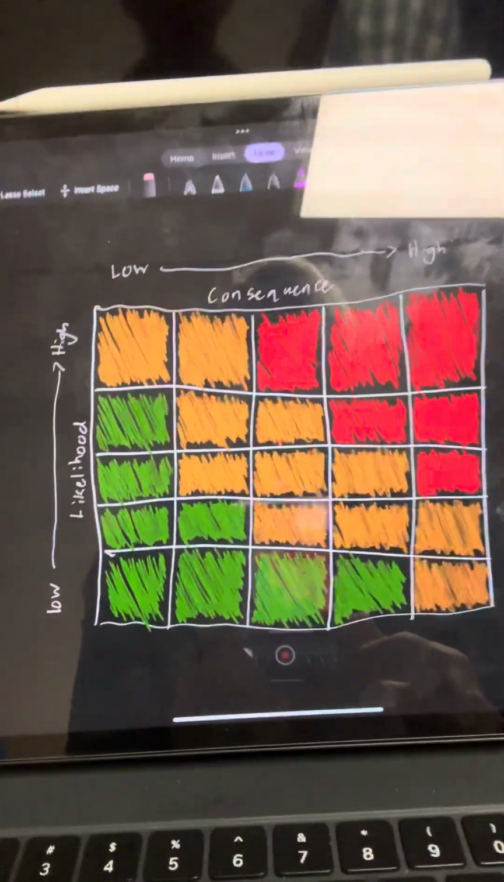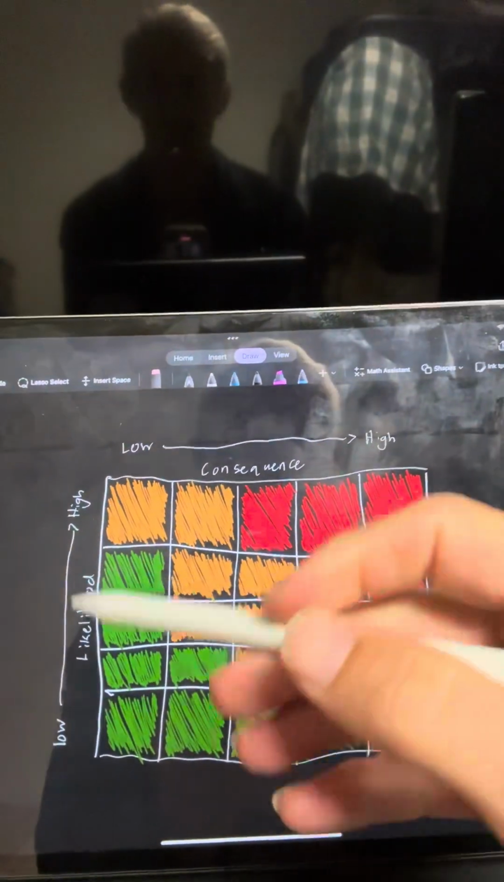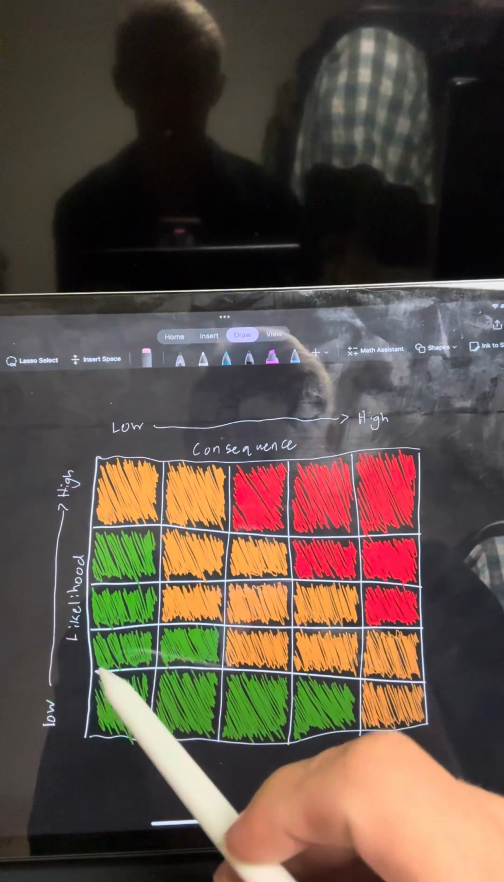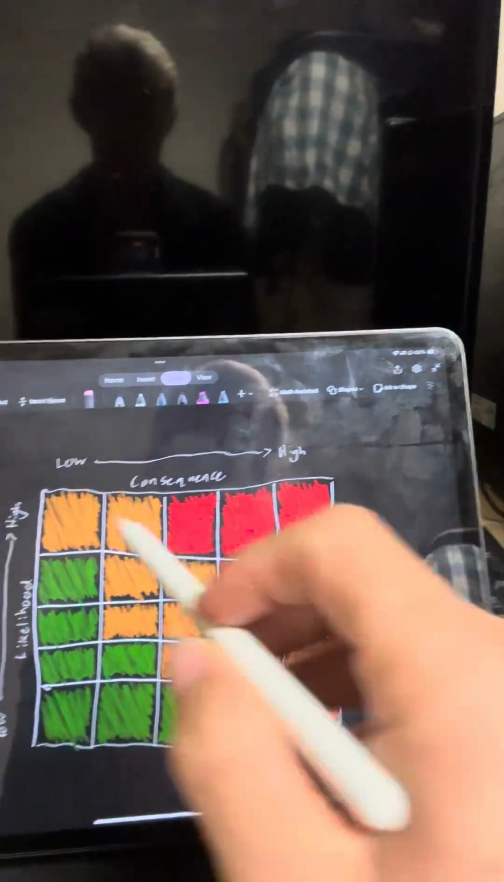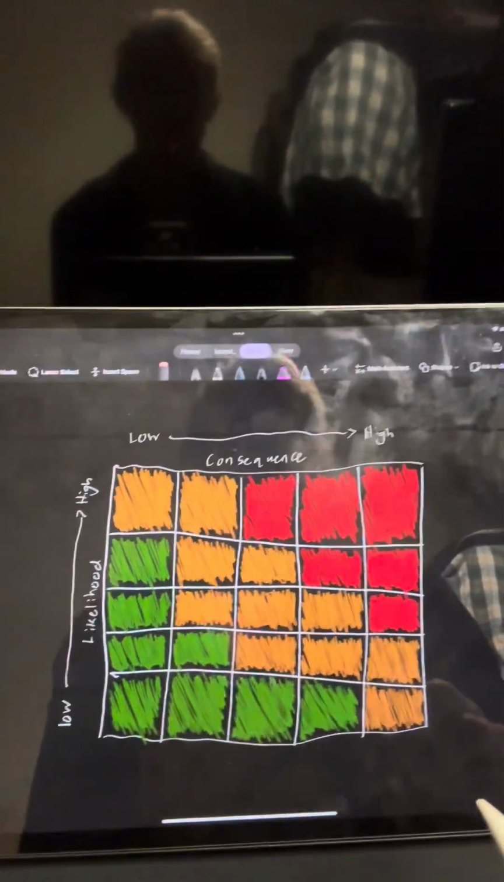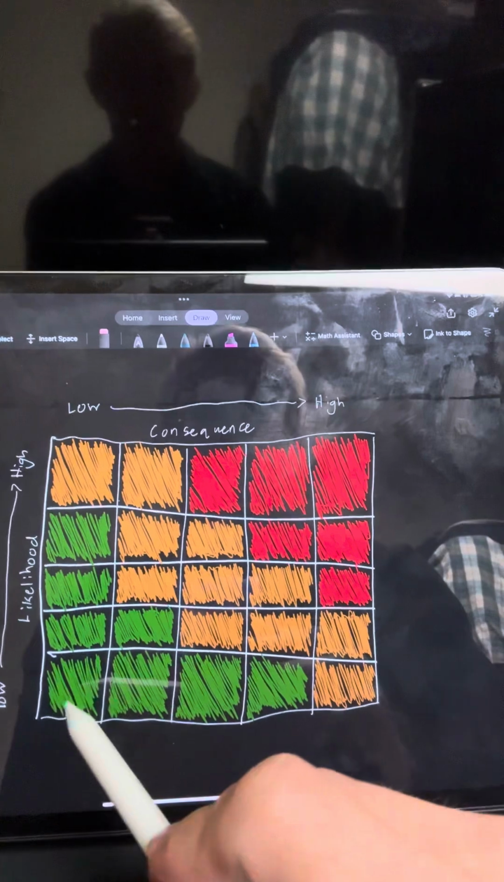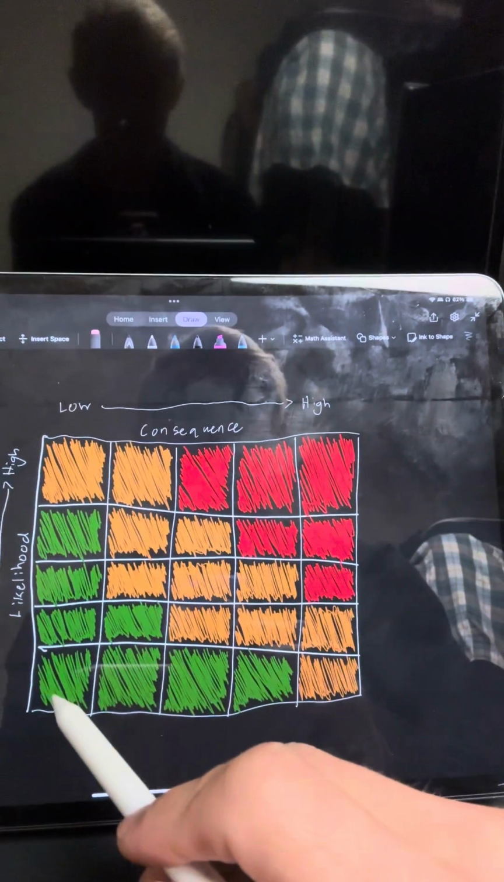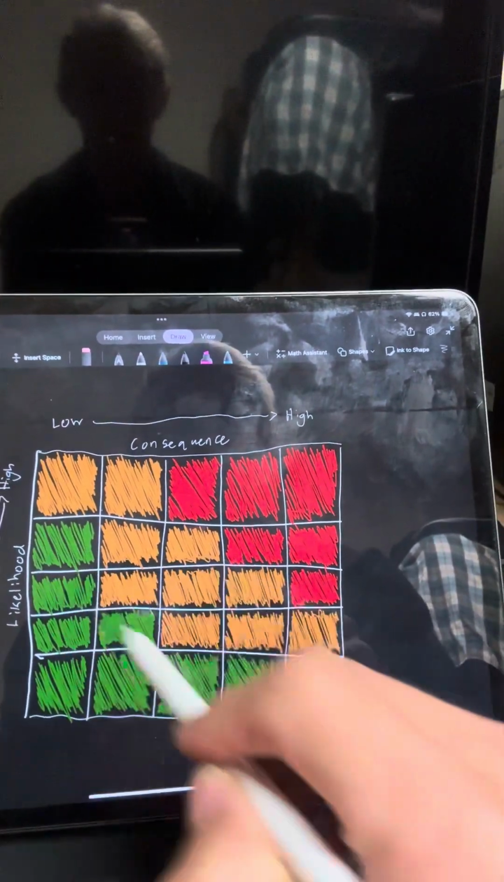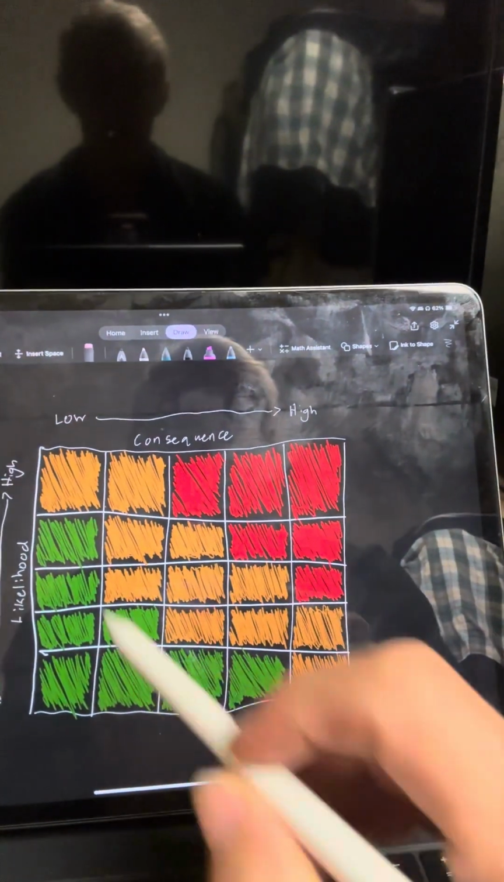So here I have drawn a simple risk management matrix. Up here across the columns are the likelihood, and the rows are the consequence. So if we look down here, this is a low likelihood and it's a low consequence, so it's going to be a low risk.